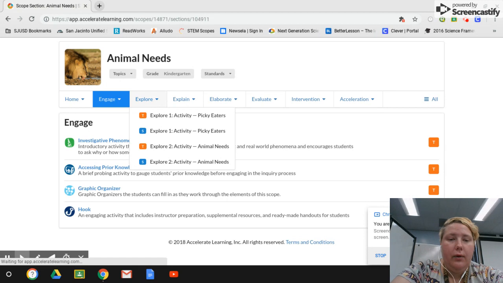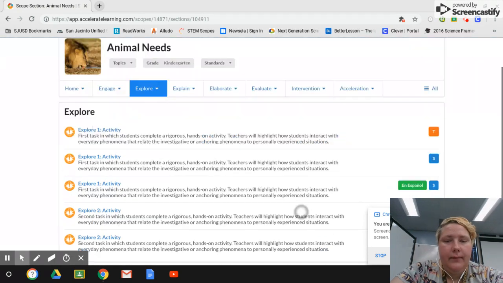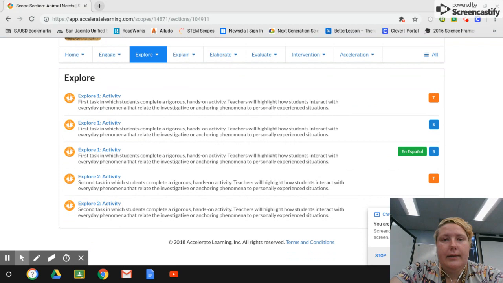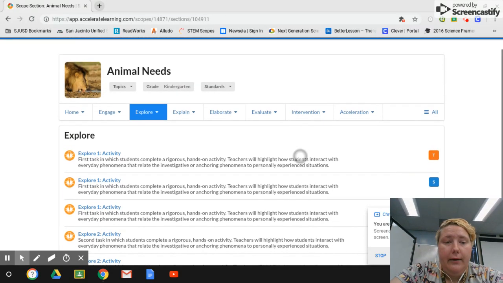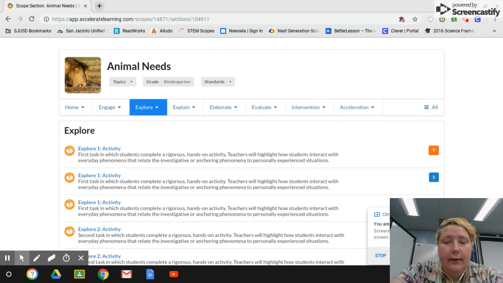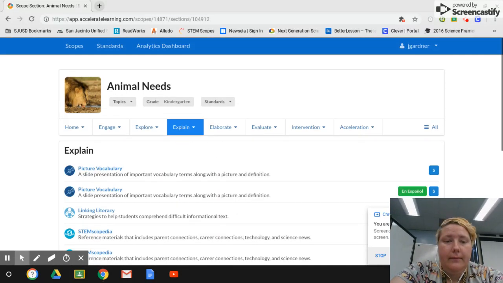When you go into the explore section, students are getting a chance to really engage with the content, but they still haven't been front-loaded with the definitions, with the concepts. They are exploring the phenomena itself. These activities are usually hands-on, so students are practicing the science and engineering practices. They're learning lab skills, and they are getting that basic data and evidence to help support what they will learn in the explain section.